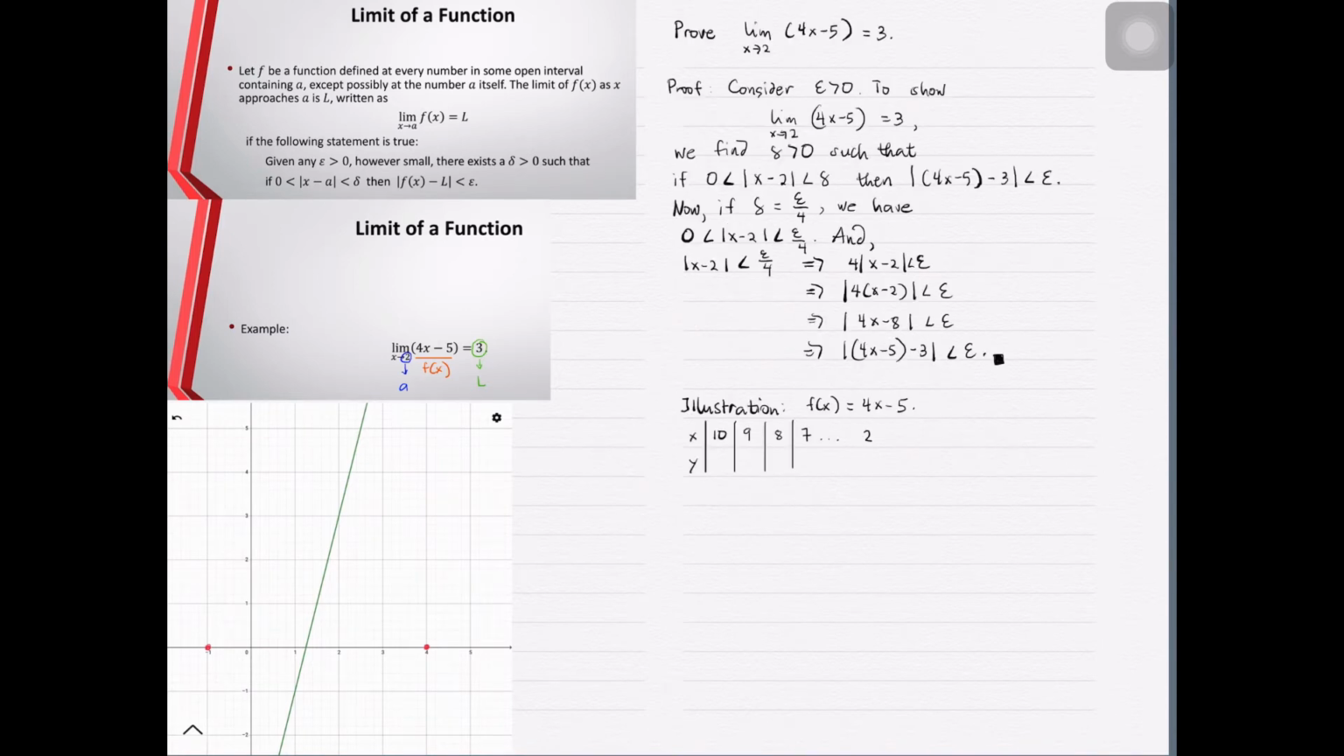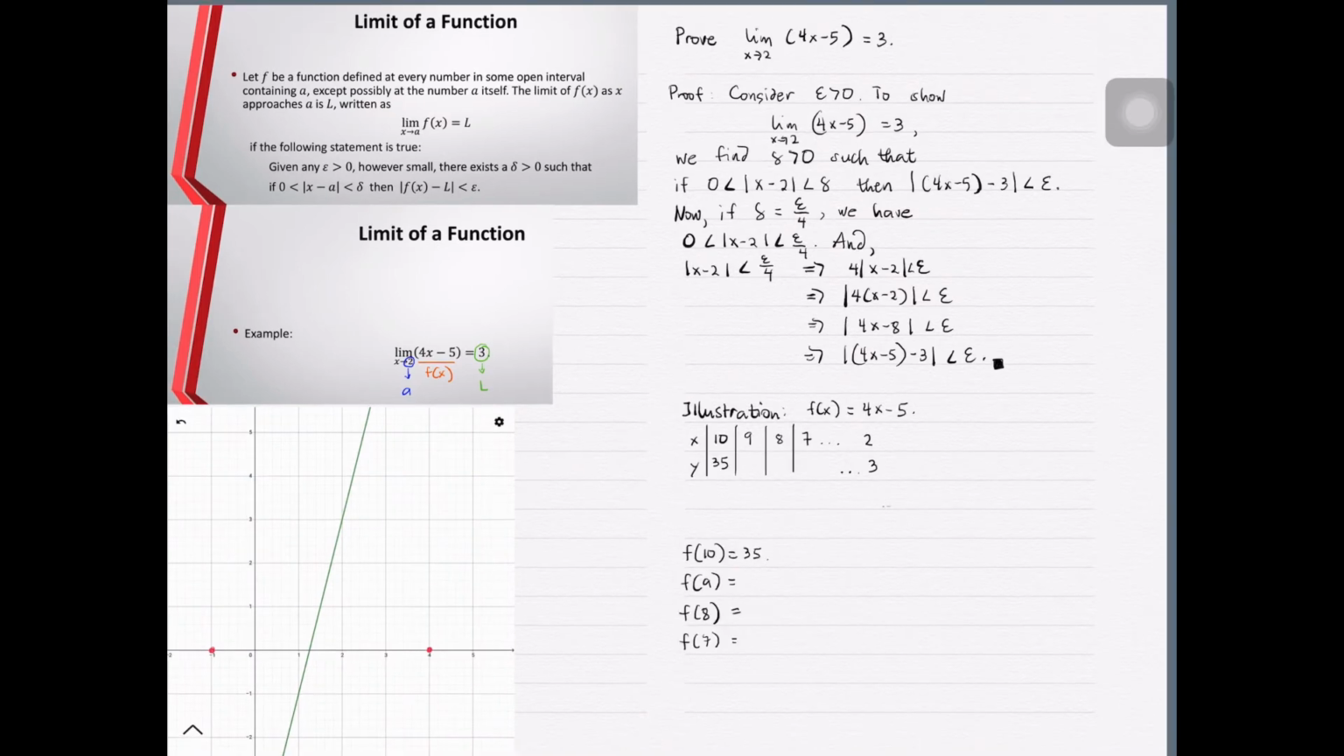Let's have an increment of 1 for x's here, and let's start with 10 until 2 since we are considering here as x approaches 2. And let us see if the y value would be towards 3 as well. So f of 10 this time would be substituting 10 to x in 4x minus 5, so that would give us 4 times 10 equals 40 minus 5, and so that's 35. Similarly, f of 9 would be 31, f of 8 becomes 27, and f of 7 becomes 23.